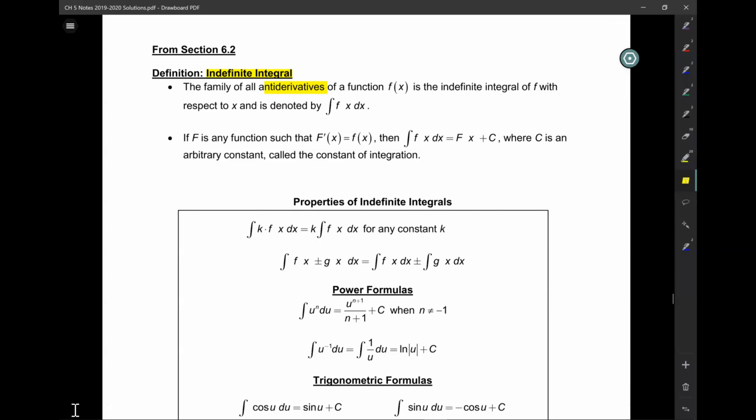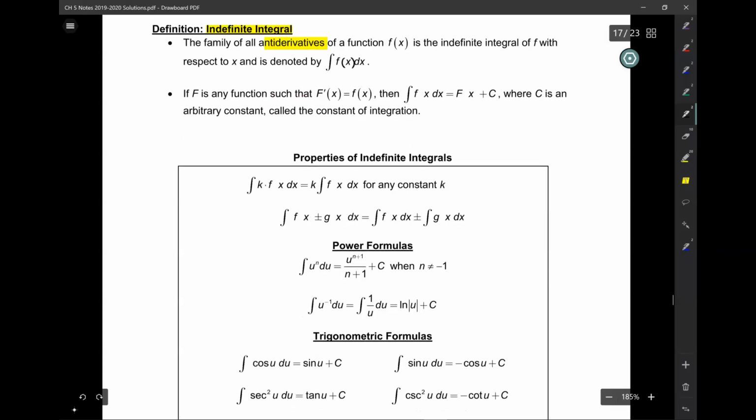The family of all antiderivatives of a function is denoted by integral f of x dx. So now we have two parallel definitions of the integral symbol. One is the area under the curve. The other one is the antiderivative of a function.